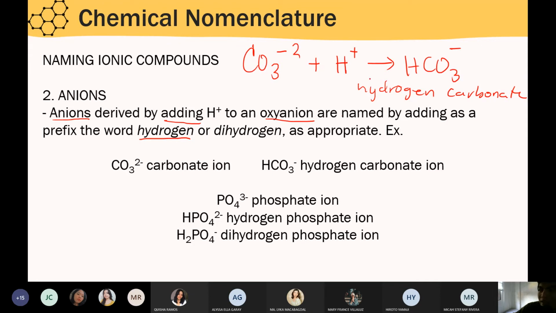Another way of naming this is, instead of using hydrogen, you can use the prefix bi. Bicarbonate. Instead of using hydrogen, you can use the prefix bi. Bicarbonate is present in your baking powder and baking soda. Bicarbonates.